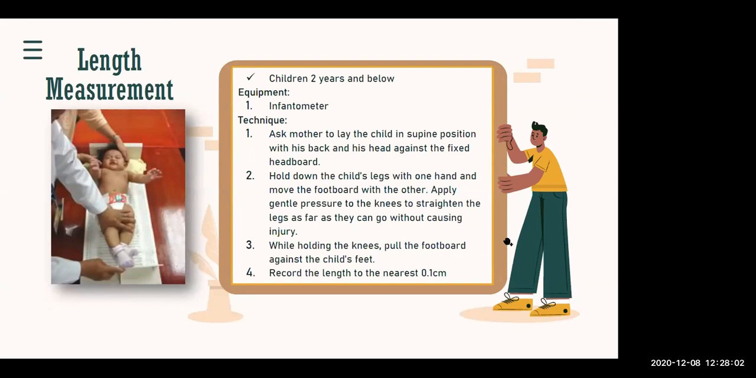First step, we explain everything to the mother on what she needs to do. Ask her to place the baby in the supine position on the length board, on the baby's back, with the baby's head against the headboard. We, the clinician, hold down the child's legs with one hand and move the footboard with the other hand. Make sure to apply gentle pressure on the baby's knees to avoid any injury.